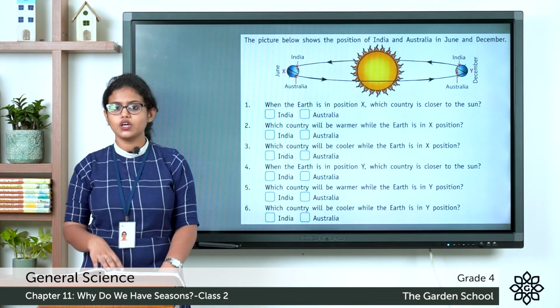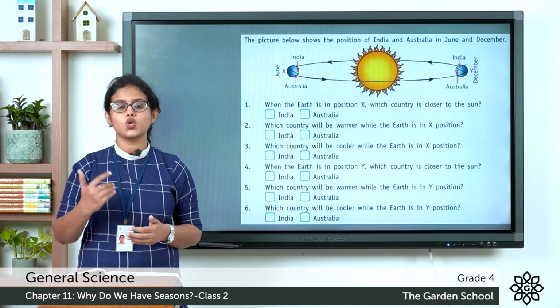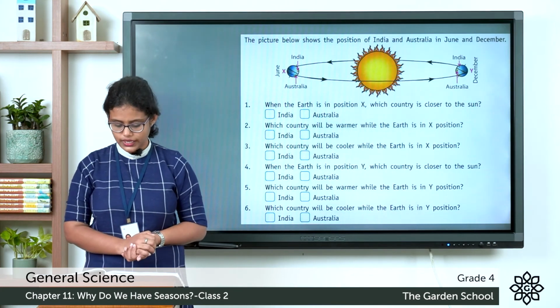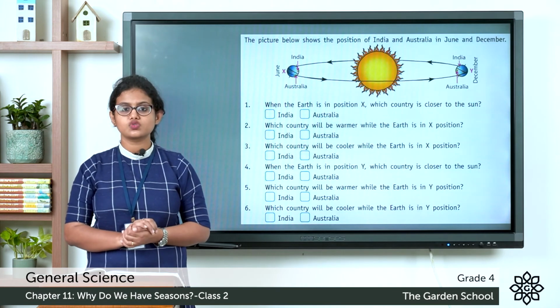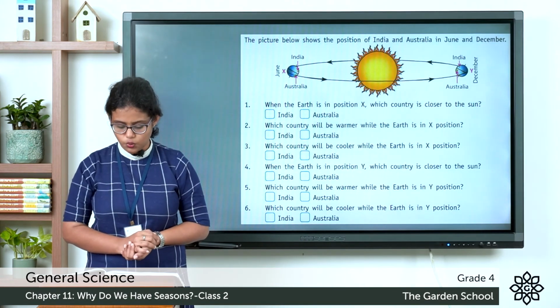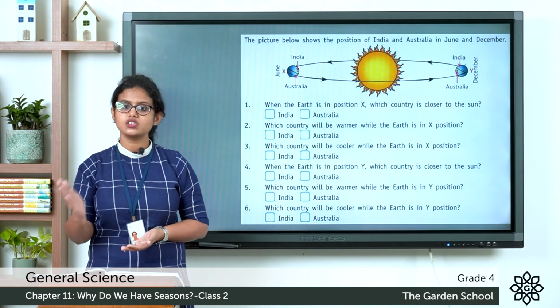Then see the keywords. Tilt. So what is the meaning of tilt? Sloping position in which one side is lower than the other. One side is lower than the other. Then direct rays. Rays of the sun falling straight on a place. That is the direct rays. Then what is slanting rays? Sloping rays of the sun, which is not direct.